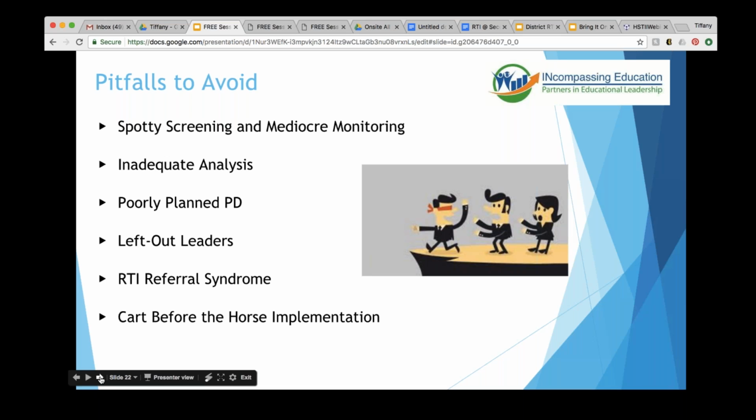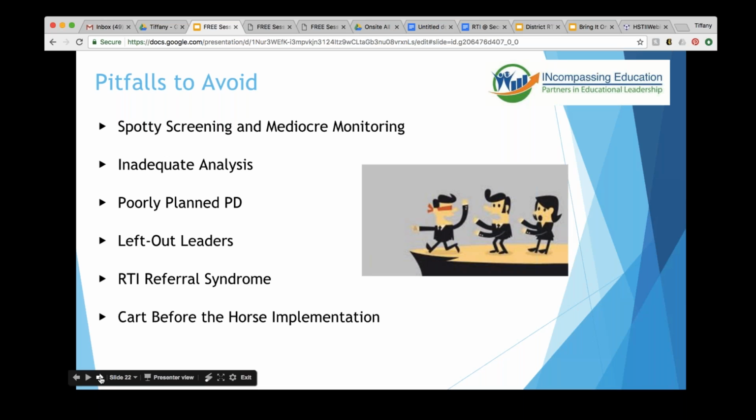You also don't want to have poorly planned PD. RTI is not something where you can just say, yep, here we go, this is going to work. I have given you all the information initially and I never need to follow up on it. You must plan follow-up professional development for the people that are going to be in the field making this work. That includes staff members like your teachers, your office staff, your custodians, and any paraprofessionals or instructional assistants that are going to be participating in this. They all need to have professional development opportunities. Admin, you cannot be left out of this process.